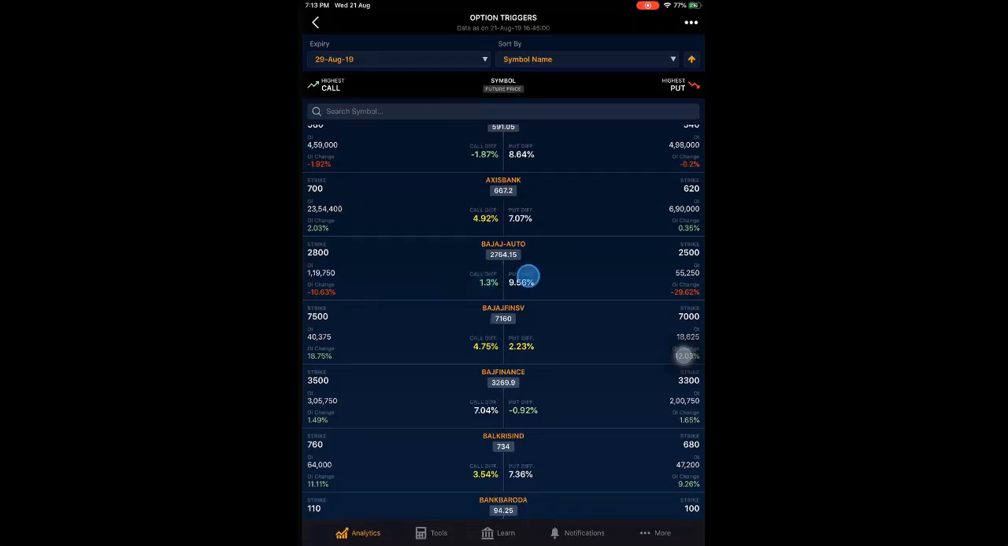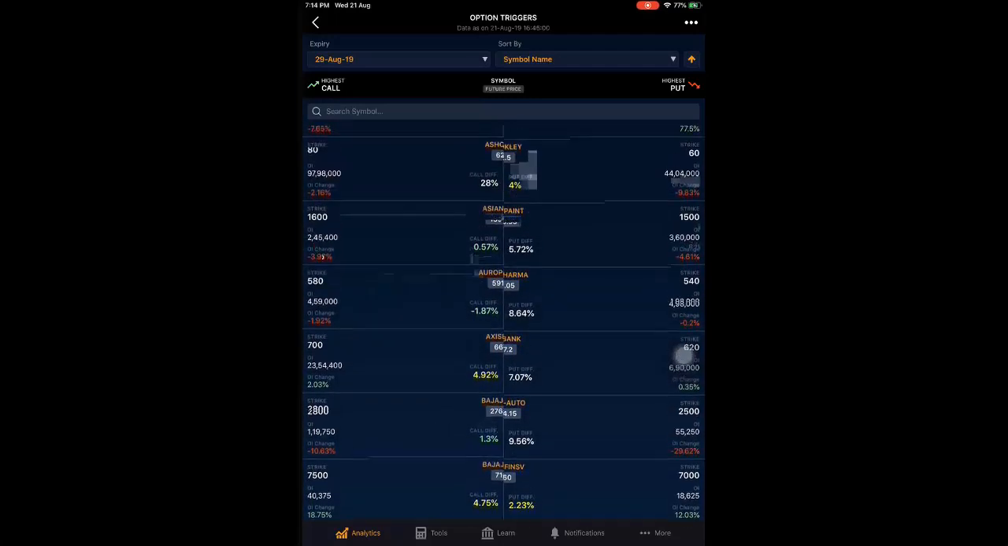Then comes the call difference and the put difference. It tells you presently the stock is how far from the call strike and how far from the put strike. So, sorry, 667 Axis Bank. So it is 4.92 and 7.07. So it is almost 5% far from the 700 strike. Similarly, it is almost 7% above the highest put strike. So this way you get the data.